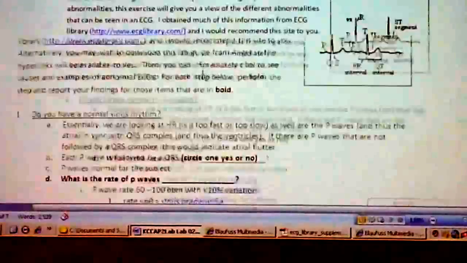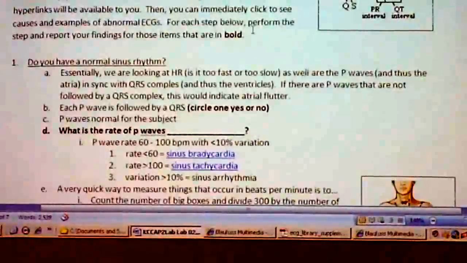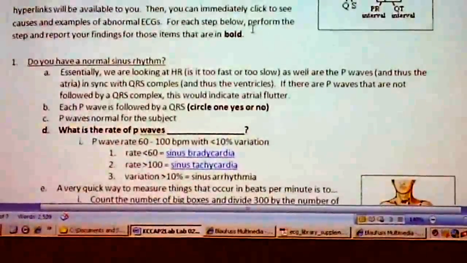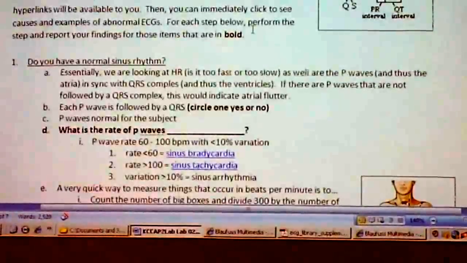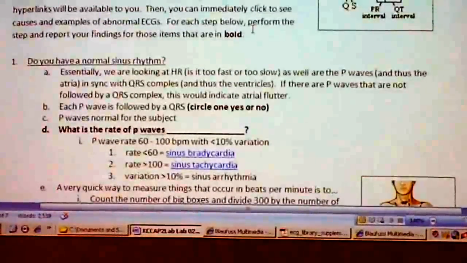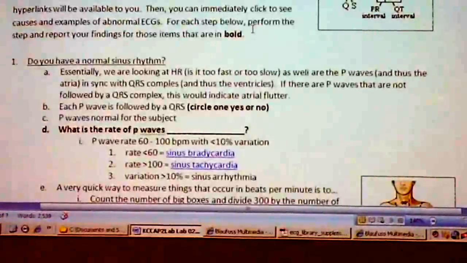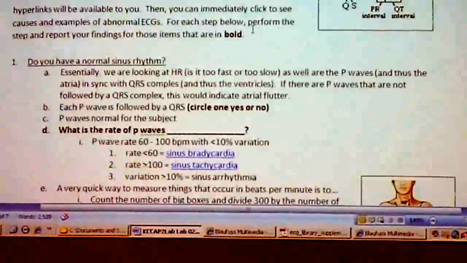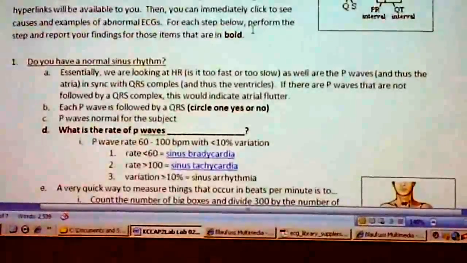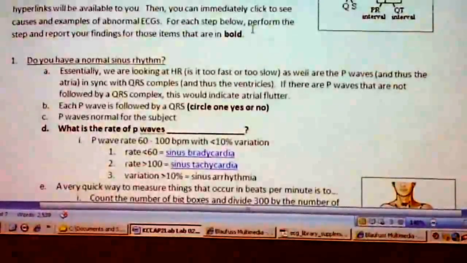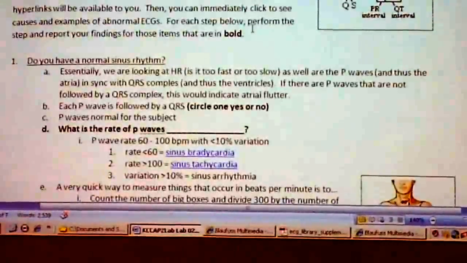The first one is really easy. What we're going to do is just look at heart rate. And because it's sinus rhythm, technically you're supposed to look at P waves, because the sinoatrial node kicks off atrial depolarization. So technically we're looking at P waves, but you can use R waves too, because essentially what we're doing is heart rate. You can obviously do it with pulse too. A heart rate that's over 100 is called tachycardia. A heart rate that's below 60 is called bradycardia.